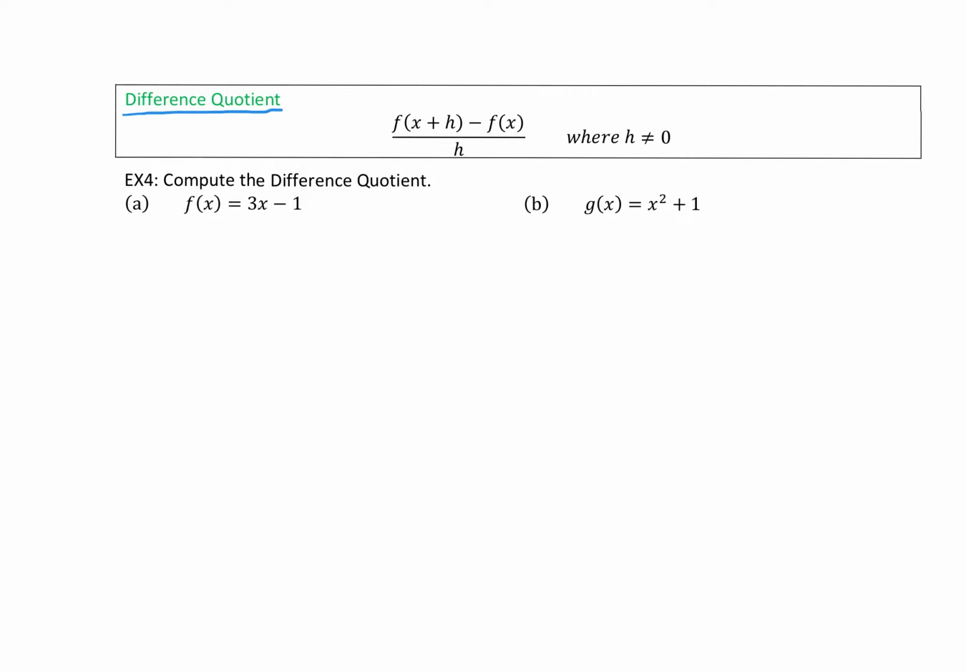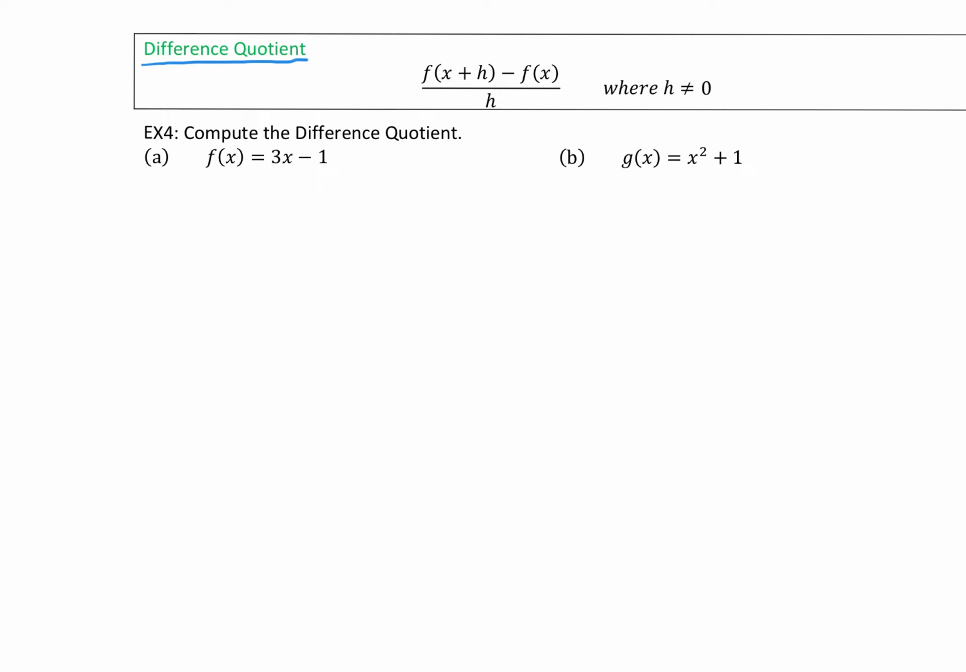So in part A, we have f of x equal to 3x minus 1. Now, if I compute the difference quotient, all I have to do is substitute in for this formula, which is f of x plus h minus f of x over h. Now the h stays, nothing I can do with that. I don't have to worry about f of x either because it's given to me. I know that f of x is equal to 3x minus 1, so I can substitute 3x minus 1 for the f of x. The question is, what is this f of x plus h?